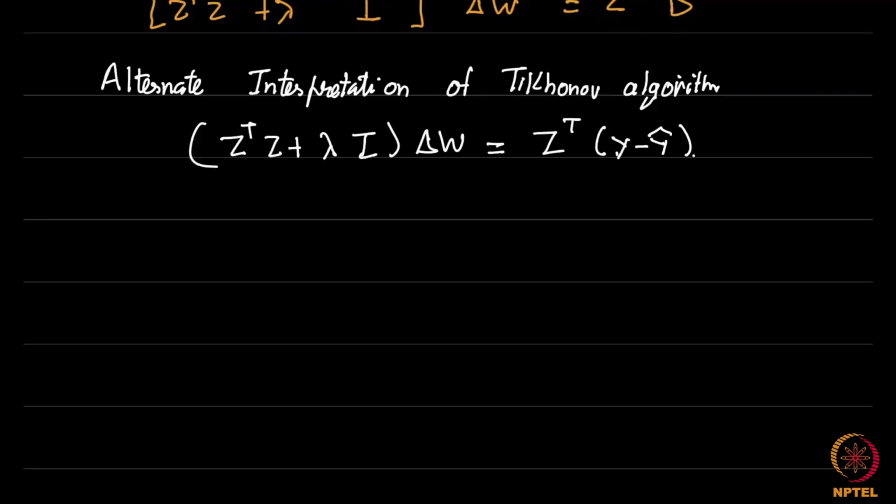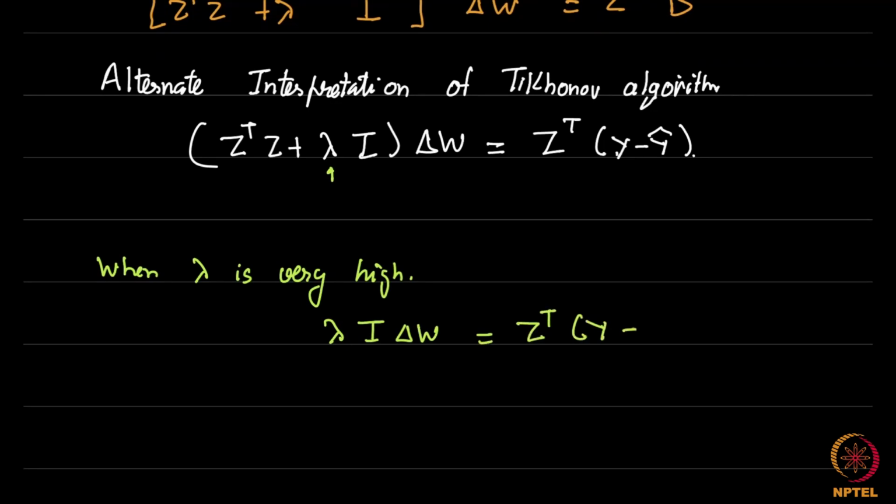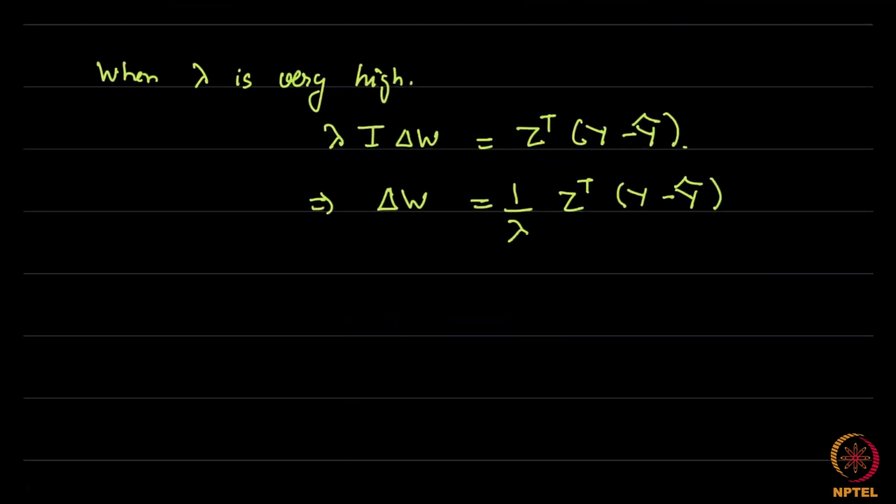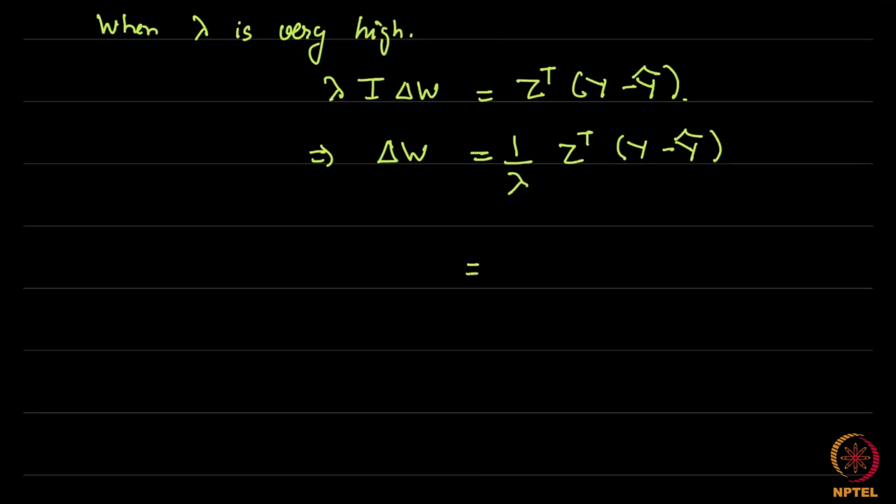All right. Now what happens when lambda is very high? Okay, so imagine lambda is very high. Then this becomes lambda I delta W equal to Z transpose Y minus Y hat. Which means delta W equal to 1 by lambda Z transpose Y minus Y hat. All right. Now let's call this something. Let's call 1 by lambda as beta.